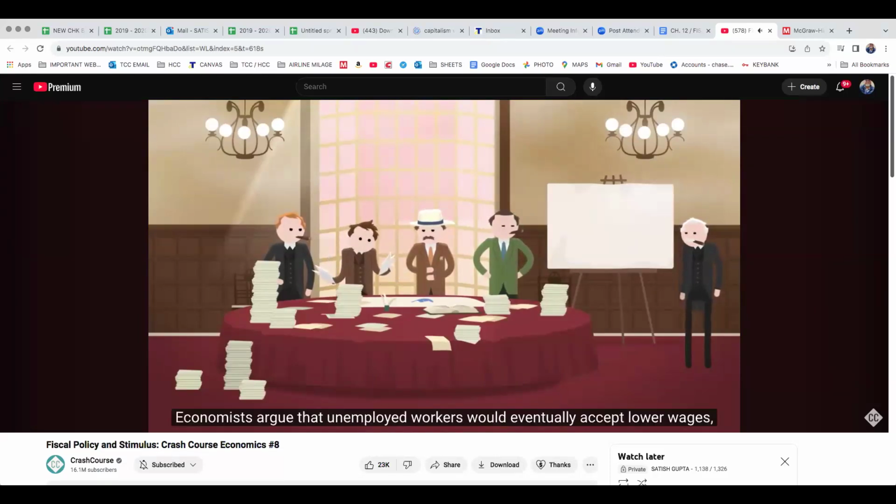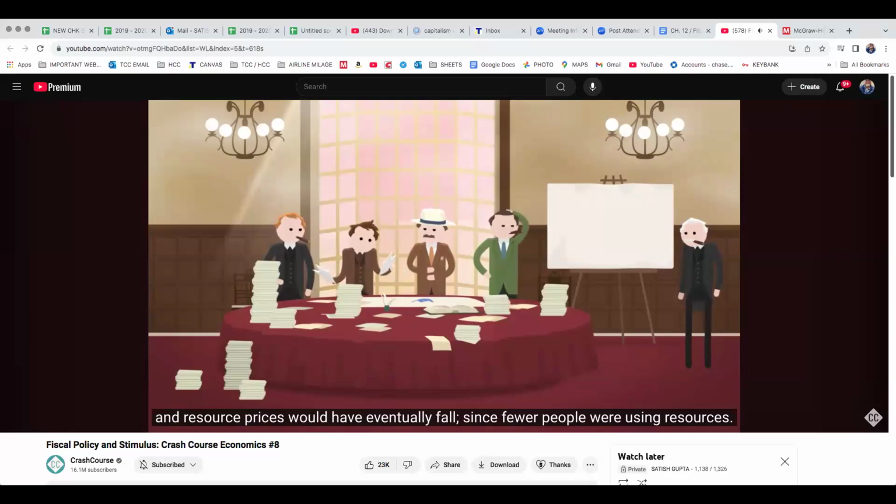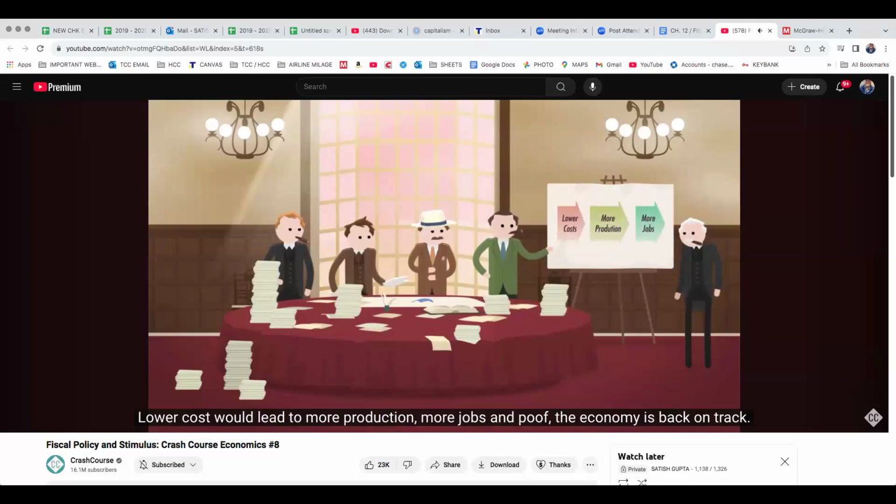Economists argued that unemployed workers would eventually accept lower wages, since some pay is better than no pay, and resource prices would eventually fall since fewer people were using resources. Lower costs would lead to more production, more jobs, and poof, the economy is back on track.